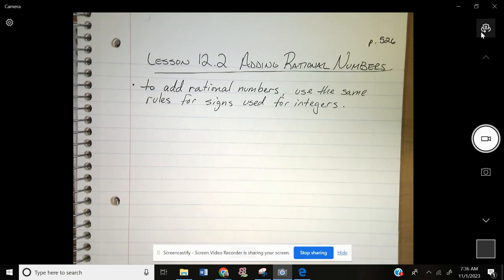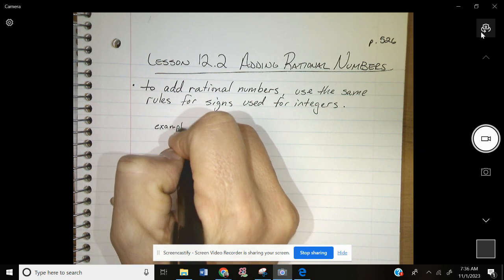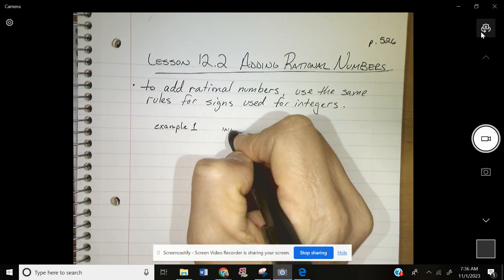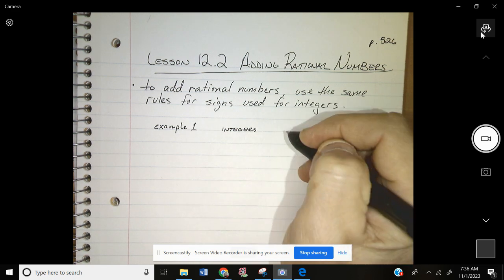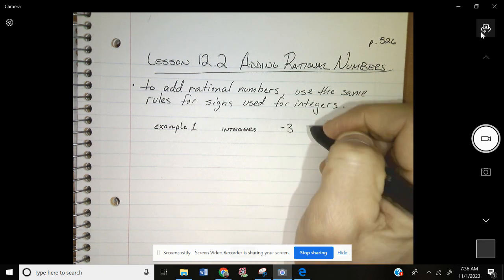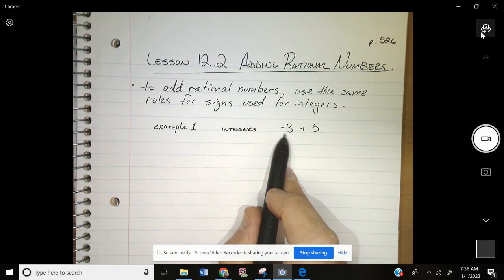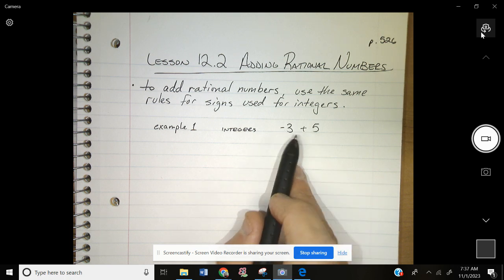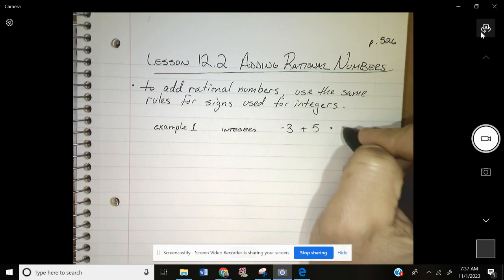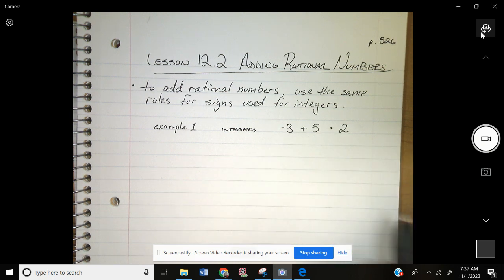All right, so just a quick review. For example, if we have integers, and I'm adding -3 plus 5, the signs are different, so I'm going to subtract the absolute values and keep the bigger sign. So I'm going to subtract 5 minus 3, which is 2, and keep the sign of the bigger absolute value, which is positive. Okay, so that's the way integers work.